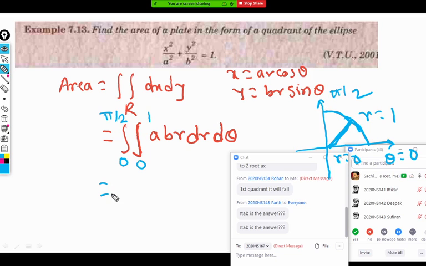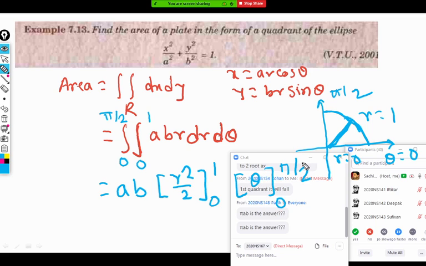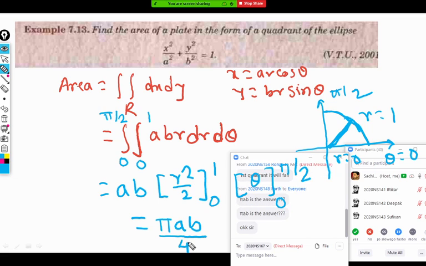Now the integration is so simple. AB is a constant, r square by 2, limit of r is 0 to 1, d theta is theta 0 to pi by 2. And the answer we get is pi AB upon 4. So what is the area of the entire ellipse? Pi AB is the area of the entire ellipse, and the question is for the quadrant of the ellipse. So the answer is pi AB upon 4 for the quadrant. If A is equal to B, you get pi A square, the area of a circle.